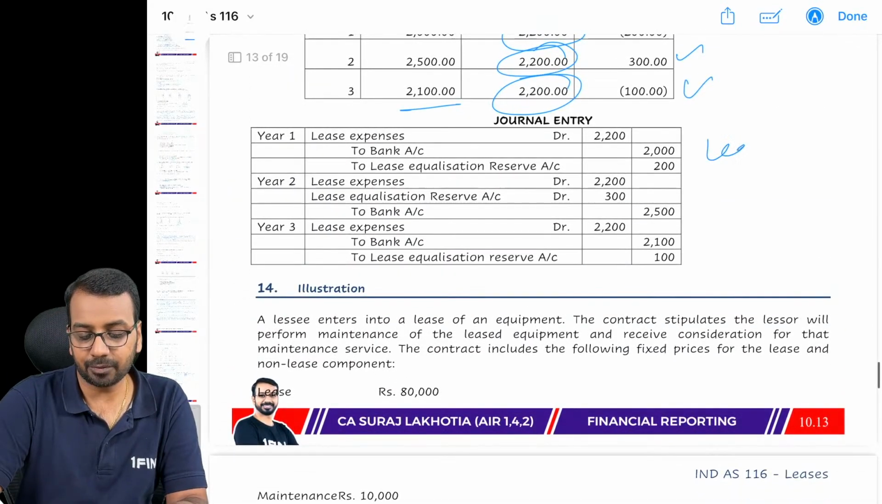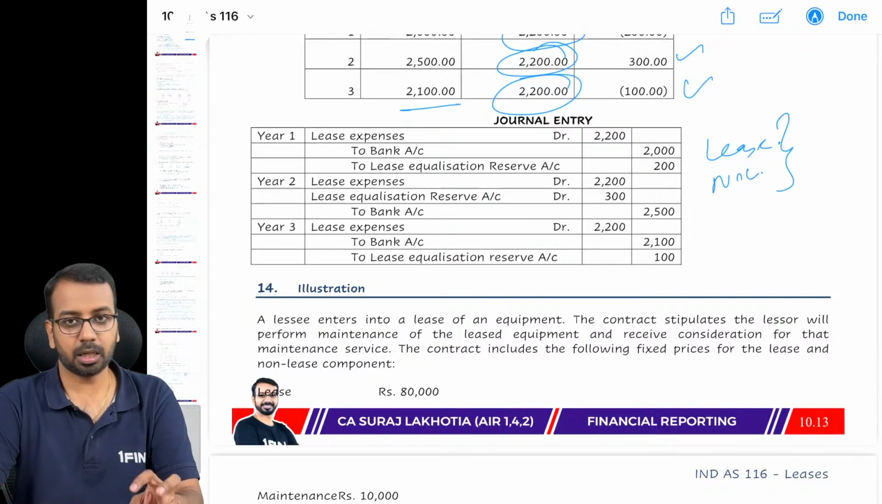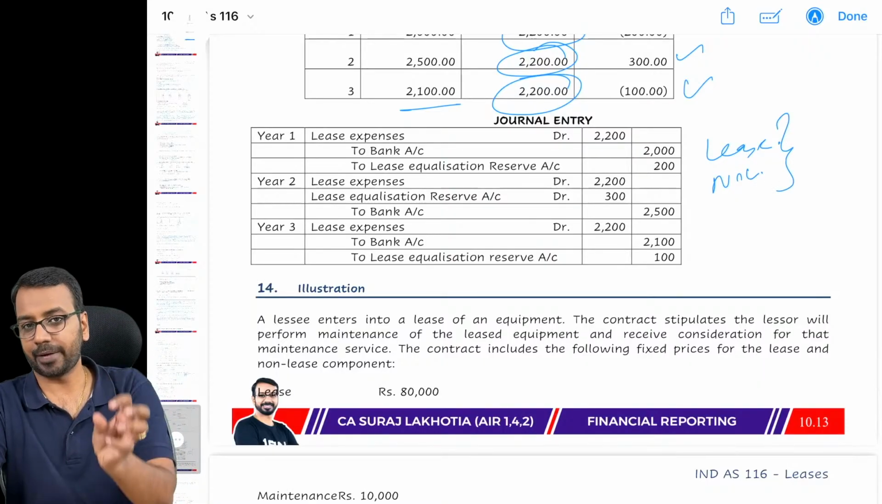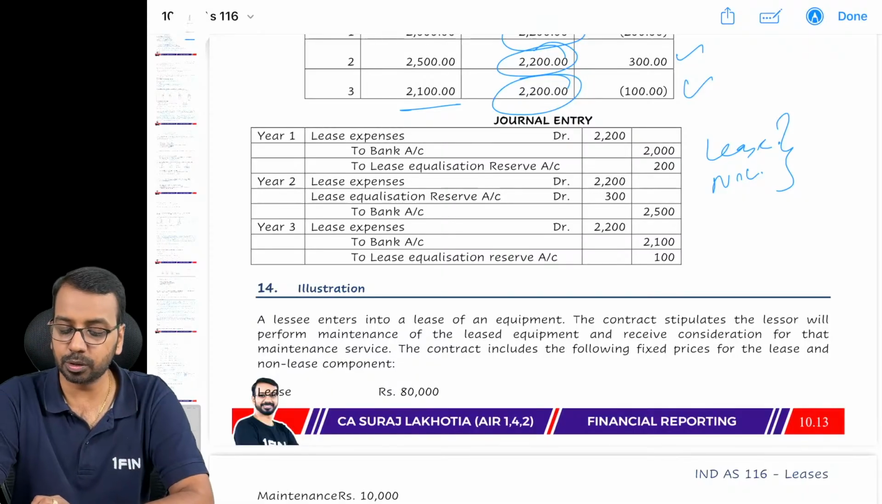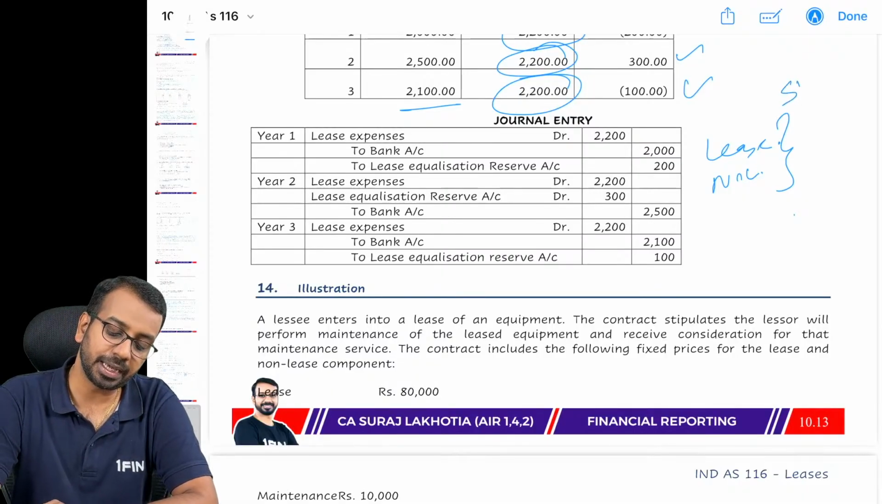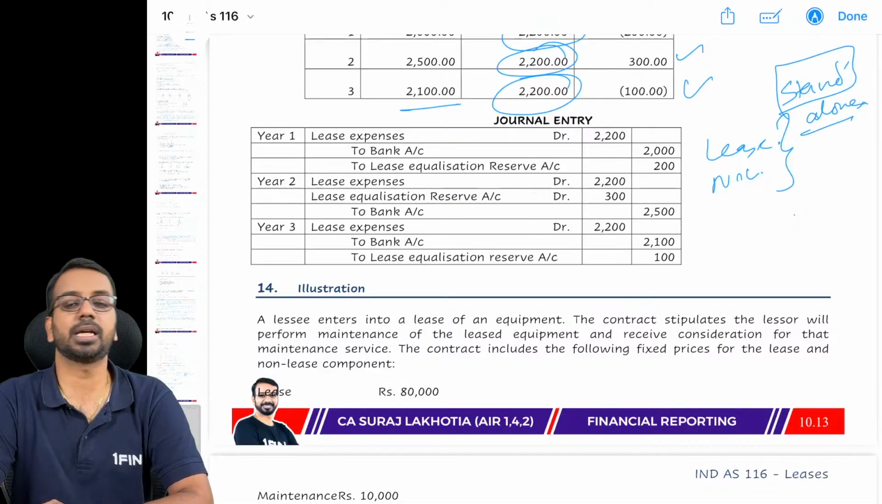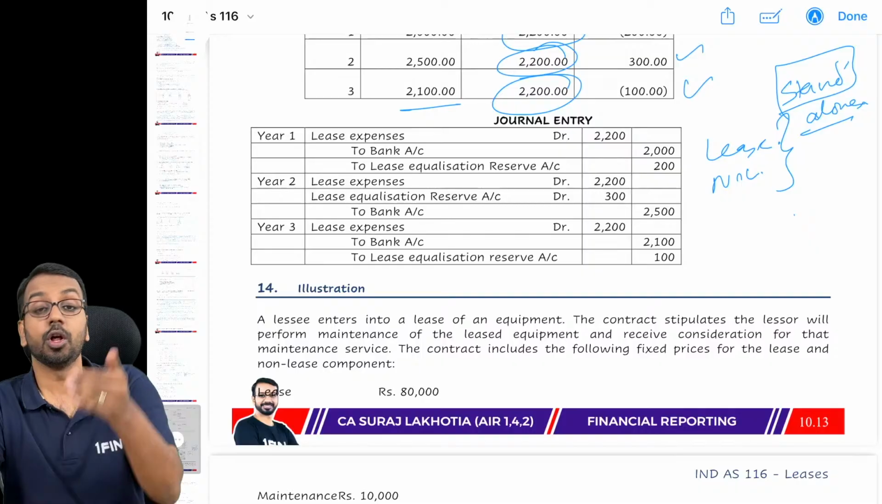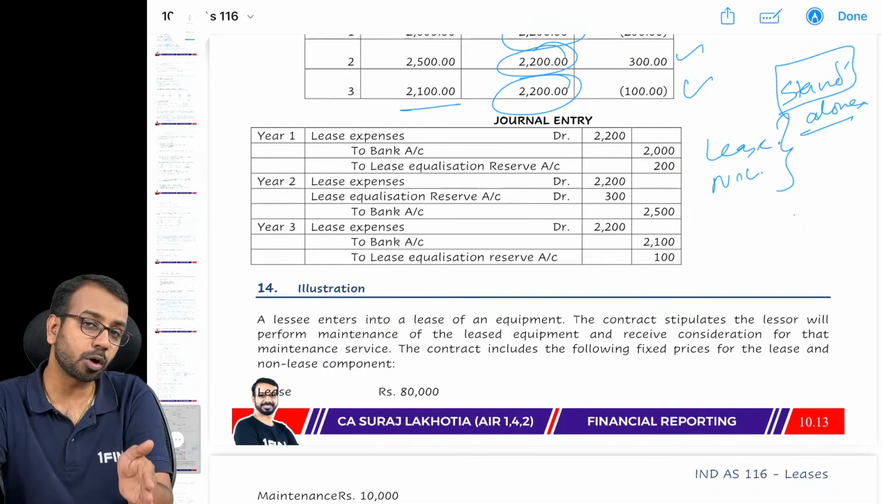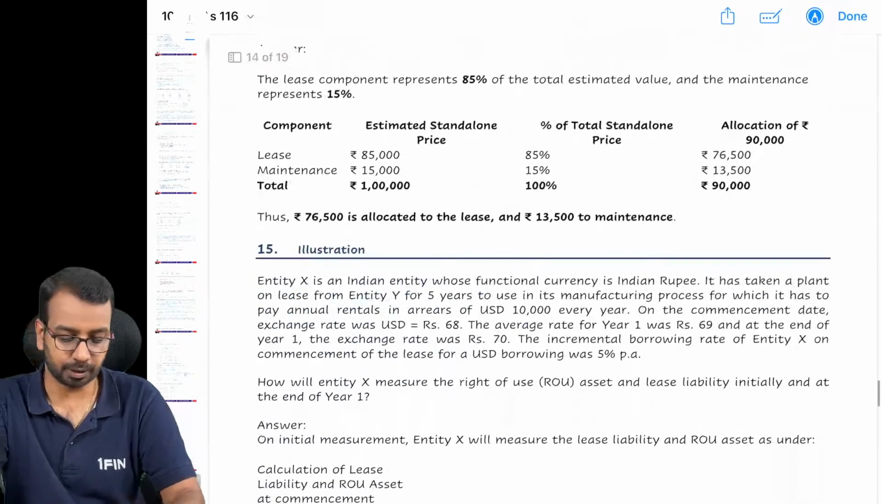Then whenever we have lease component and non-lease component, what you will do is either you combine it as a single unit of account and do the accounting for it, or you separate it. When we separate it, we will take stand-alone selling price. What is the stand-alone selling price or what is the stand-alone value? Based on that, we will separate between the lease component and the non-lease component.